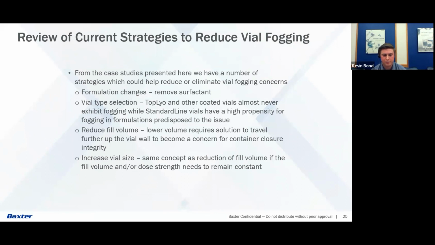And then the other 2 strategies which you can practically implement would be to reduce the fill volume or increase the vial size, keeping the same fill volume. Both of those strategies effectively just increase the distance that your solution needs to travel up the side of the vial in order for the issue to go from cosmetic to quality impacting.